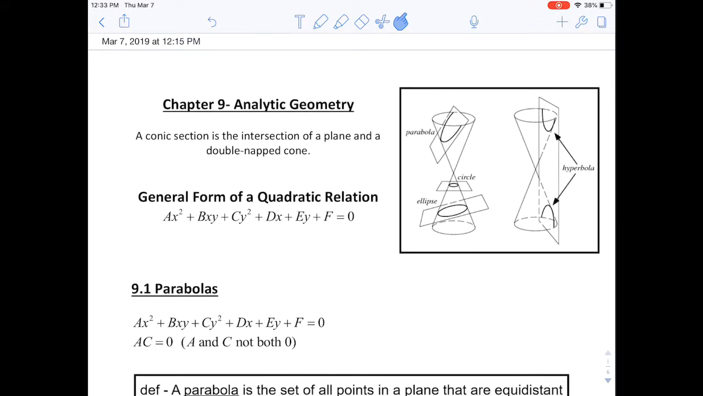Okay, so we are starting Chapter 9, Analytic Geometry. We're going to be doing conics. So remember when we created our double napped cones last class out of Play-Doh, a conic section is just the intersection of the plane and that double napped cone. So you see the diagrams over to the right on the notes.